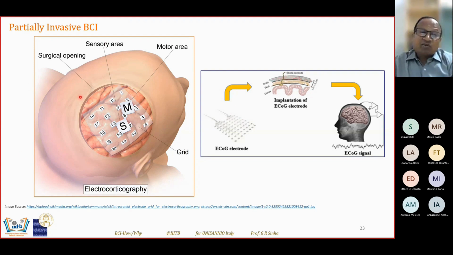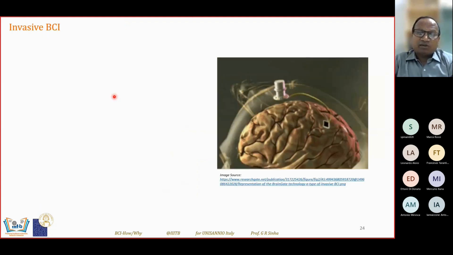If it is completely invasive, the penetration will happen to an even deeper level. Look at this picture where we put a hole, and then we insert this particular electrode completely inside the brain. This is the research where there is a direct interface between the brain signal and the computer. But of course, the quality of the signal, as I told you, will be excellent. But remember, it's equally risky as well.